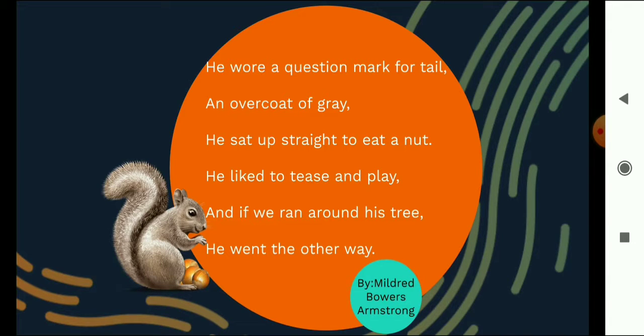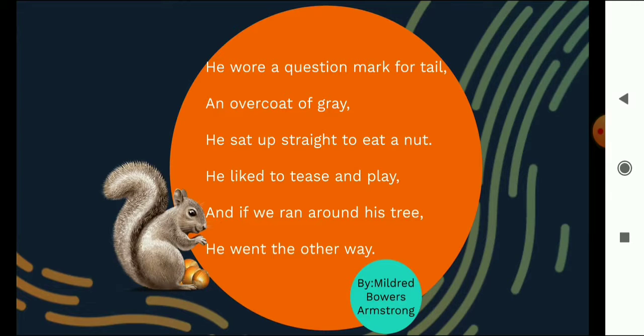An overcoat of grey. What does his fur look like? Why are we saying overcoat? Because his skin, which is made up of hair, which is made up of fur, it looks grayish in color. That's why we are saying that it looks as if the squirrel is wearing an overcoat of grey color, right?